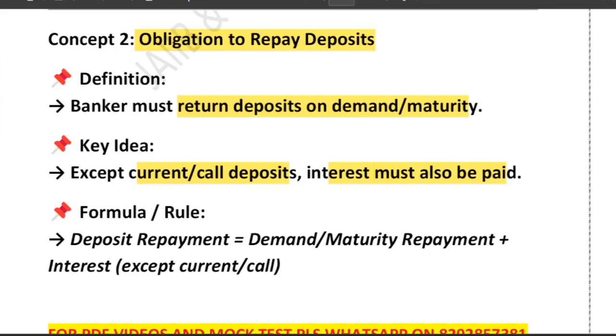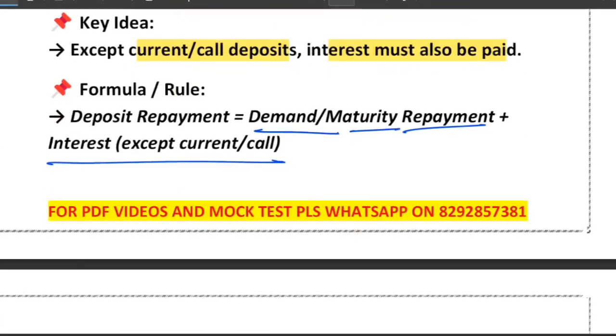So friends, what we have discussed, the rule is that deposit repayment consists of two things. First thing is demand and maturity repayment, that on demand you have to repay, on maturity you have to repay, right? And second thing is the banker must pay interest except on current and call money.